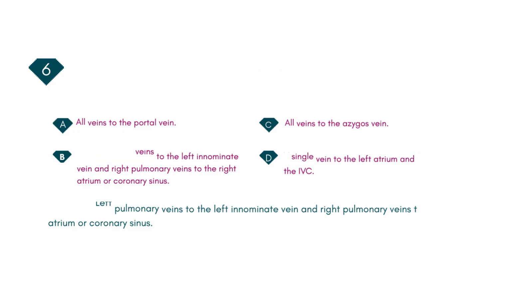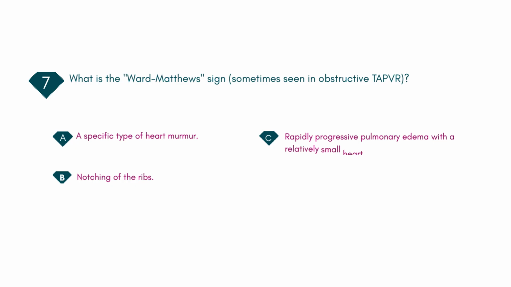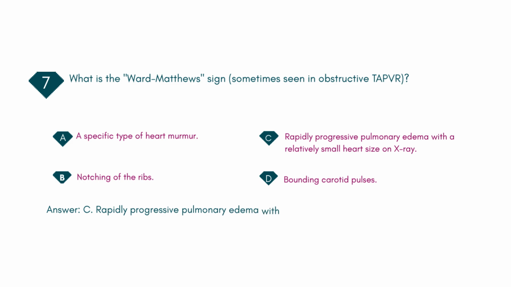sinus. What is the Ward-Matthews sign, sometimes seen in obstructive TAPVR? A. A specific type of heart murmur. B. Notching of the ribs. C. Rapidly progressive pulmonary edema with a relatively small heart size on X-ray. D. Bounding carotid pulses. Answer: C. Rapidly progressive pulmonary edema with a relatively small heart size on X-ray.